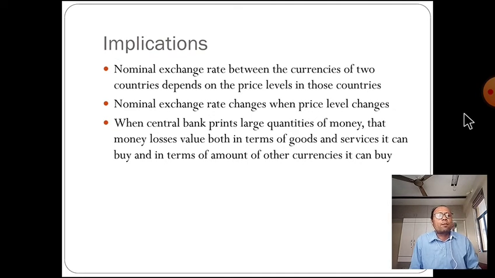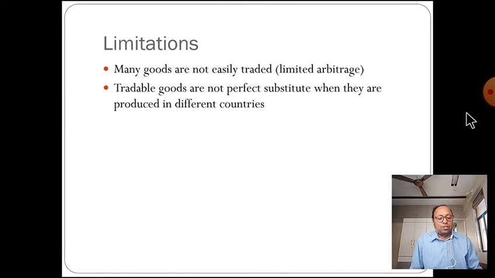So the government and RBI, the central bank, have to keep in mind this factor while creating excess money or printing more money or increasing the money supply. Let's take the limitations. Now, what are the major limitations of this theory? The two major limitations most widely discussed.